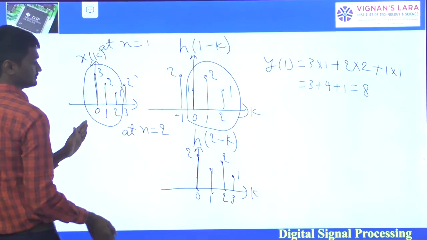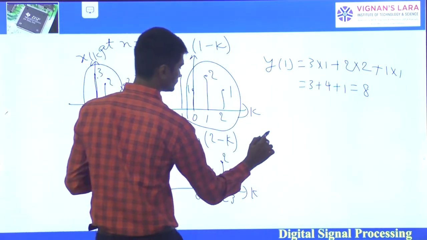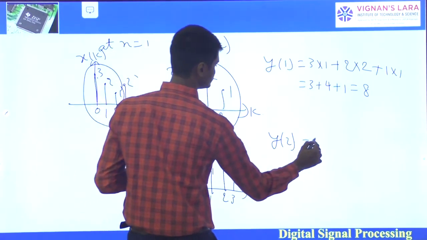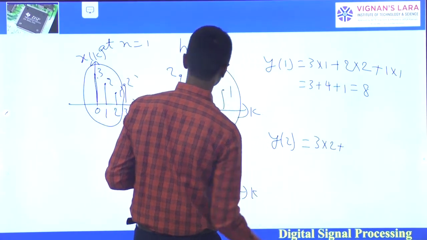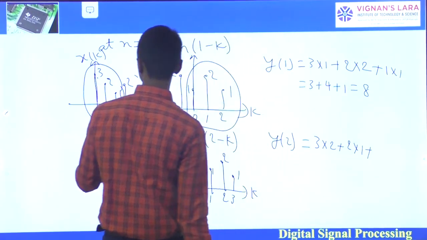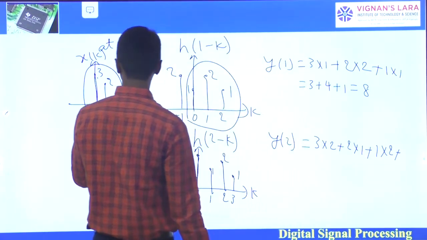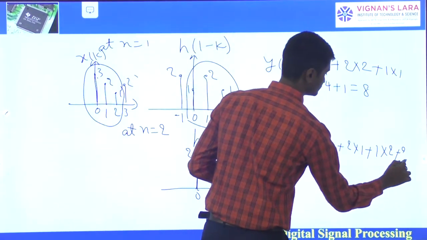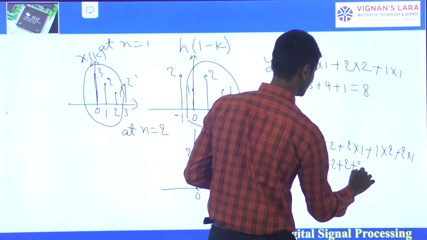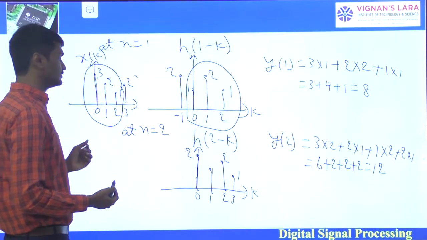So it is multiplied with x of k. That is 3 into 2, that is y of 2, because n equals 2. So 3 into 2 plus 2 into 1 plus 1 into 2 plus 2 into 1, that is 6 plus 2 plus 2 plus 2, which is 12. So now increment the n value again.